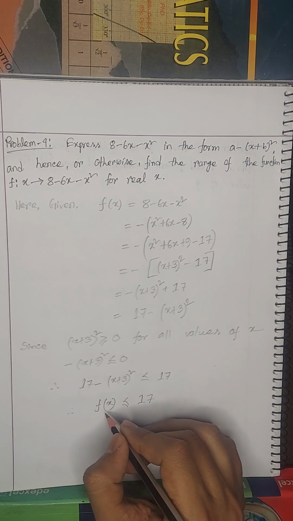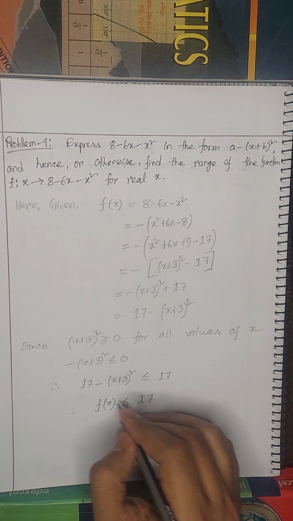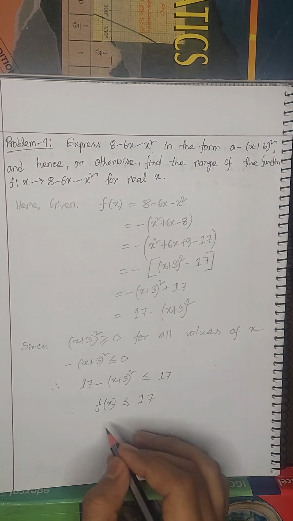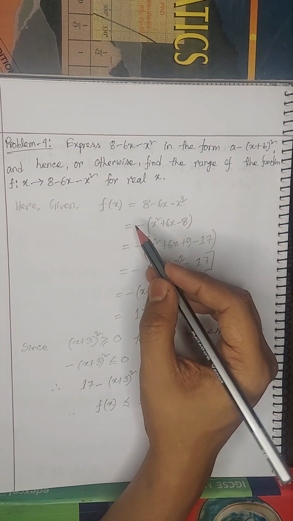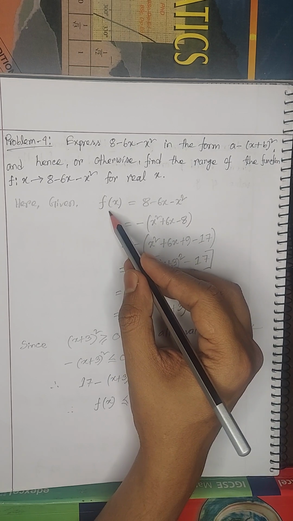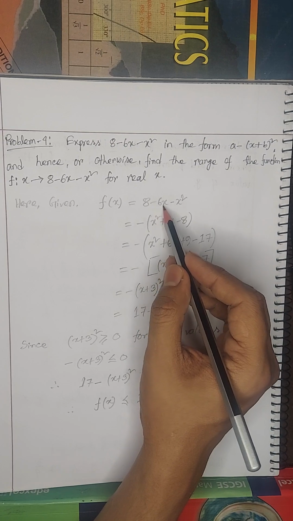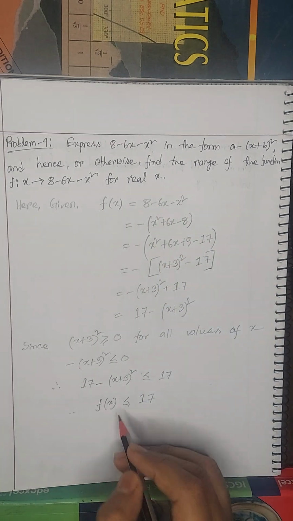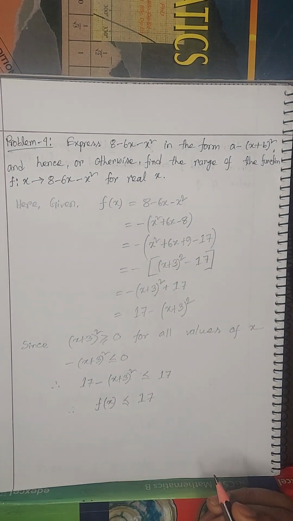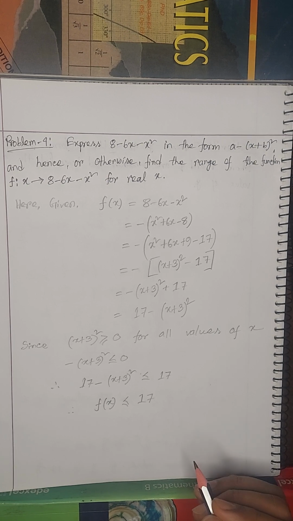And that means if we let f of x be equal to 8 minus 6x minus x square, which is our given function, then this given function will be less than or equal to 17. So this is my discussion for today.